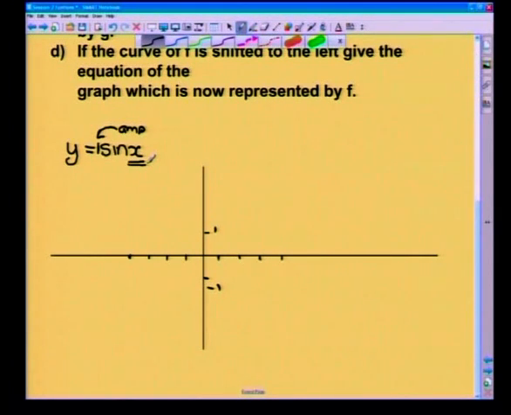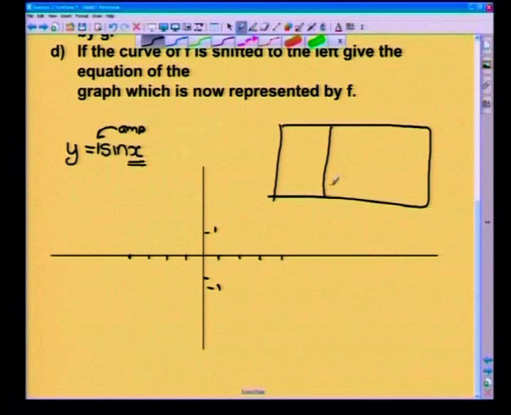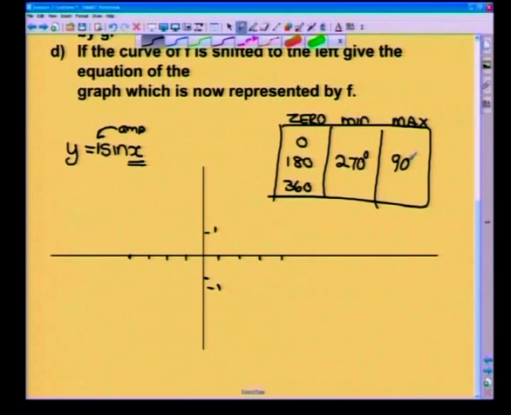Now, the one way to do it is to remember a basic table. And the basic table goes as follows. It talks about your zeros, your minimums, and your maximums. Now, your zeros for sine are at 0, 180, and 360. Your minimum is at 270, and your maximum's at 90.